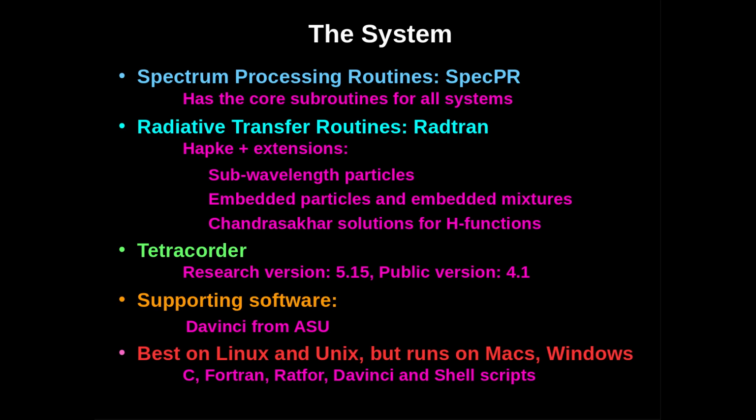Tetracorder has a public version, version 4.1, that is available on the USGS websites for the spectroscopy lab. And the newer versions, starting with 5.15, are research versions. We're currently on version 5.26, and that's what will be the emphasis in this tutorial and the follow-on tutorials for what we do commanding-wise.